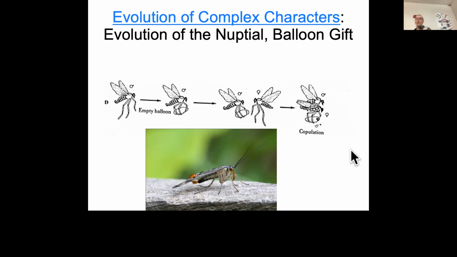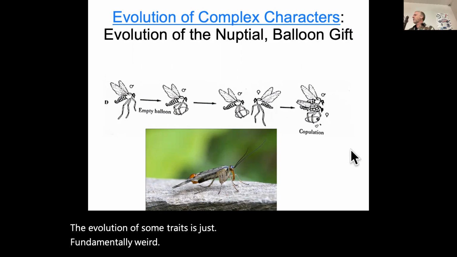Okay, so the evolution of some traits is just fundamentally weird. And the only way to sort of get at how something like this can occur is through a phylogeny.